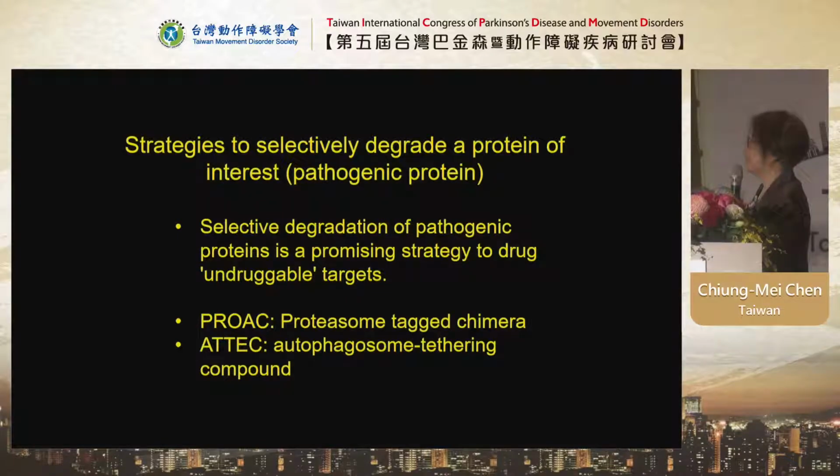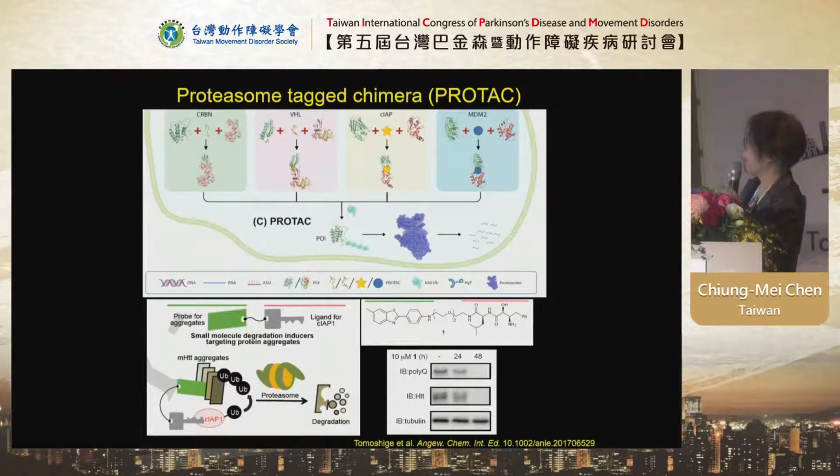And recently, we have some strategies to selectively degrade a protein of interest. We call it a pathogenic protein. The strategy is to drug undruggable targets. There are two approaches. One is proteolysis targeting chimera, and one is autophagosome tethering compound.